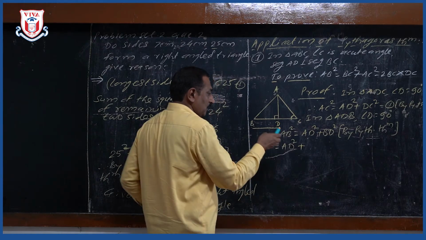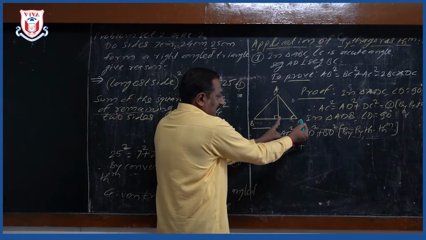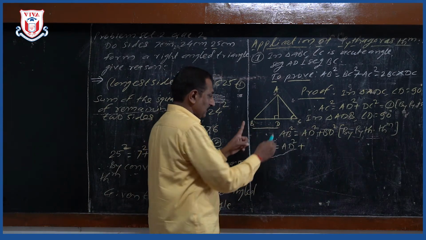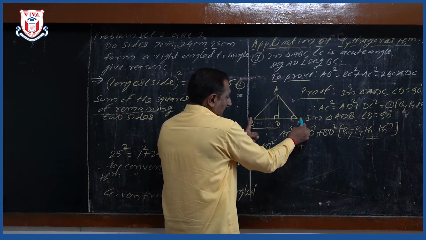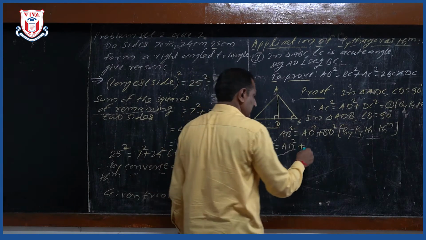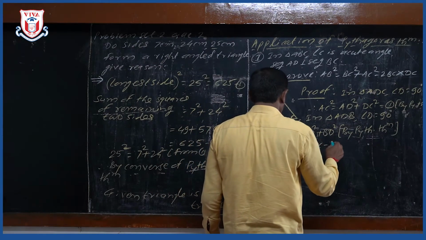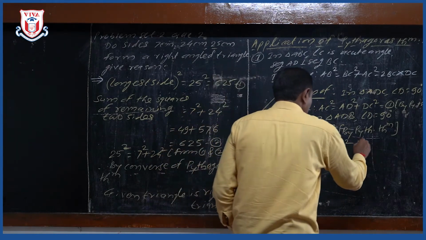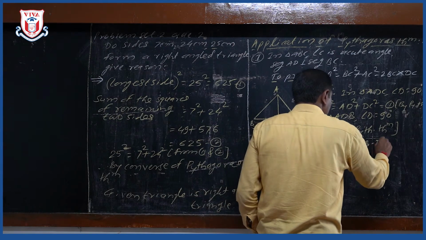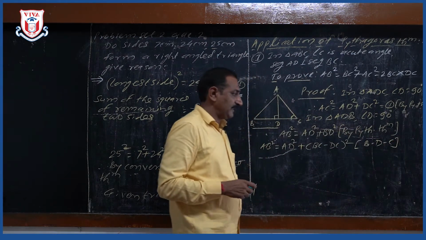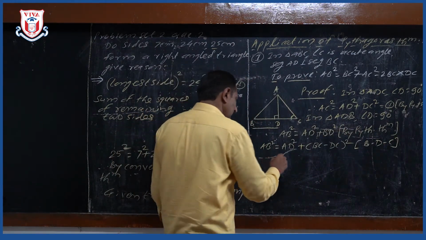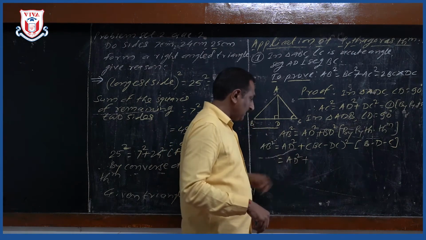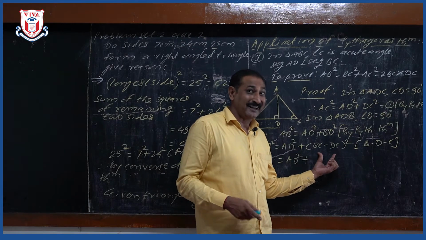Now, this AB square is equal to, I write AD square as it is, plus BD square. This BD is equal to total BC minus DC, by B-D-C betweenness. This BD is equal to BC minus DC. Hence I write here (BC minus DC) whole square. Here I write B-D-C betweenness.